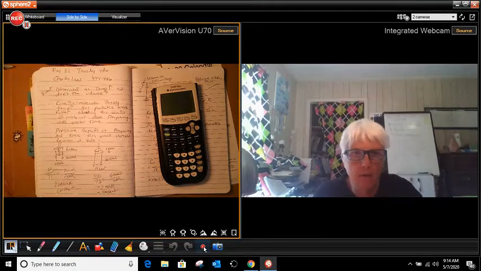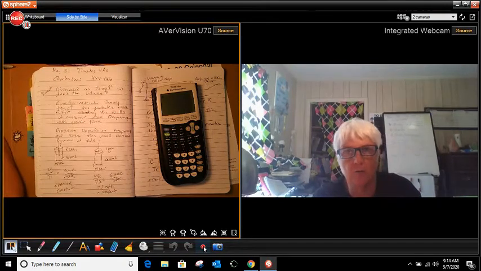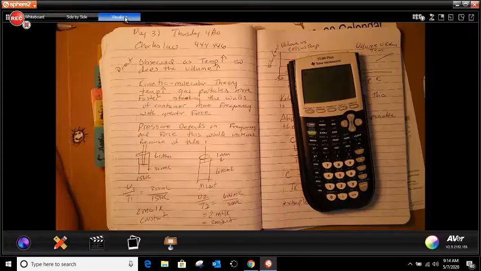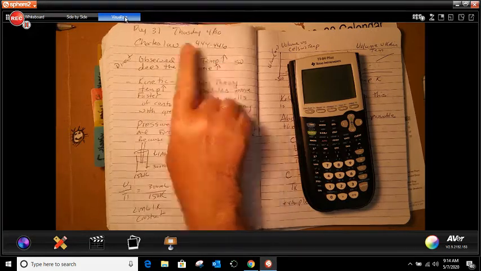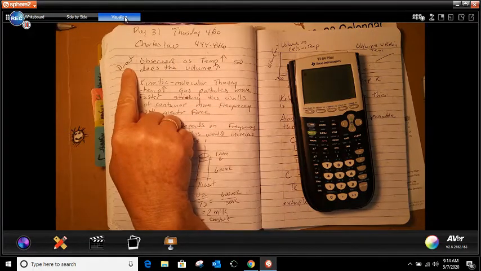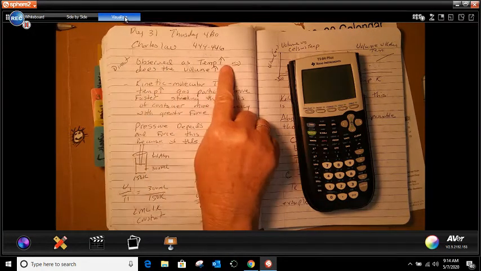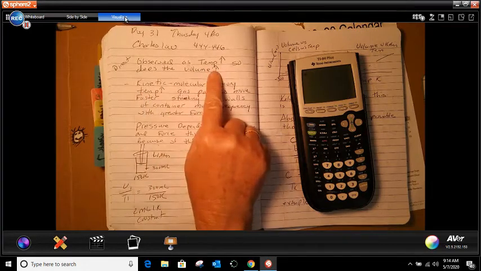Okay, so now we're going to go into a new gas law called Charles's gas law. So let's go ahead and get started. Charles's law is a direct relationship. What that means is if the temperature goes up, so does the volume.